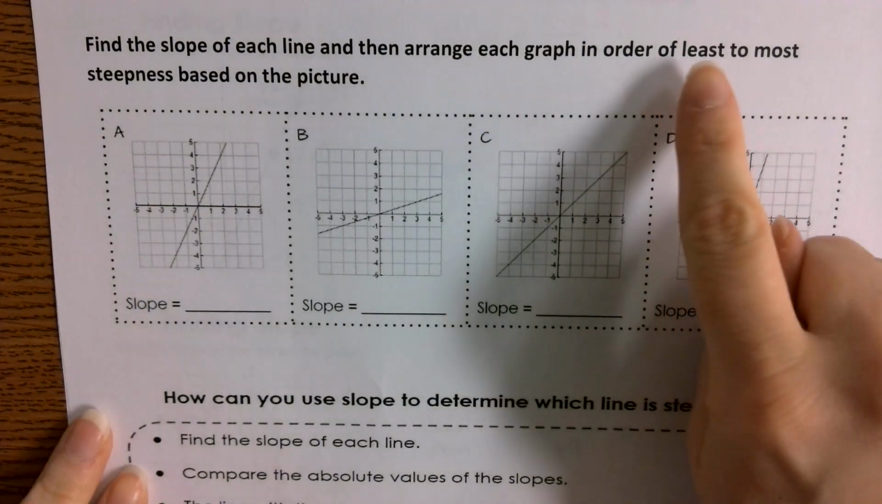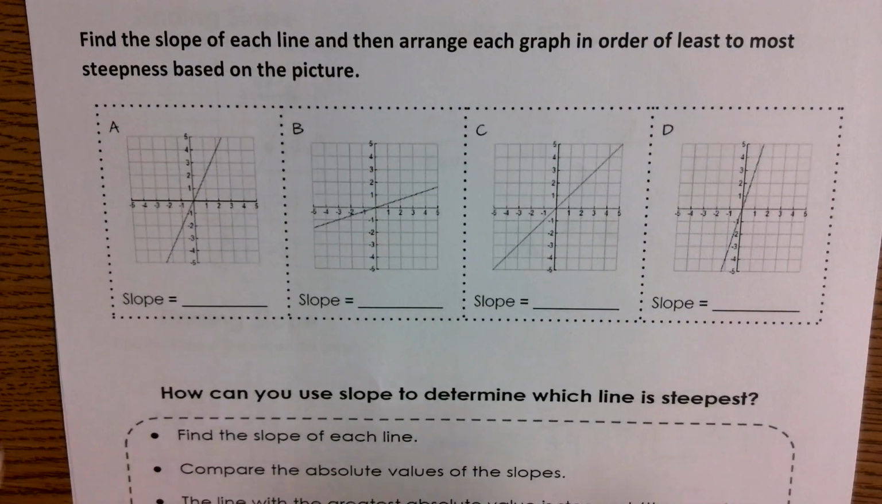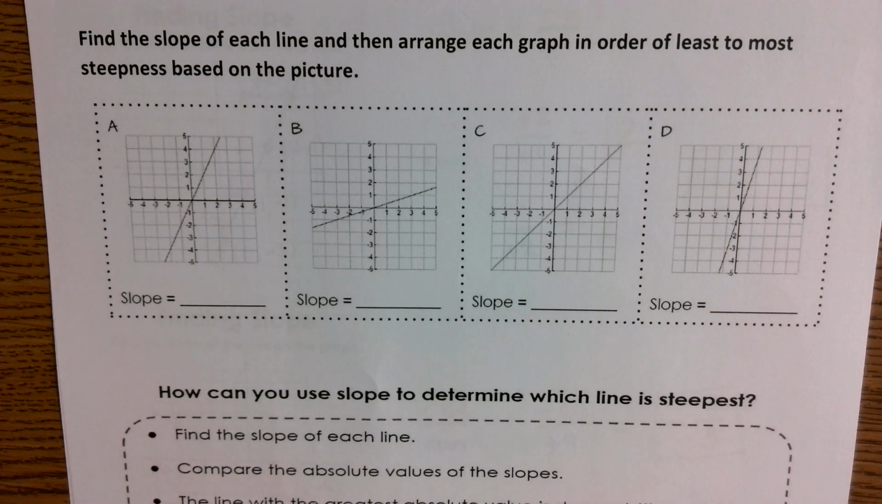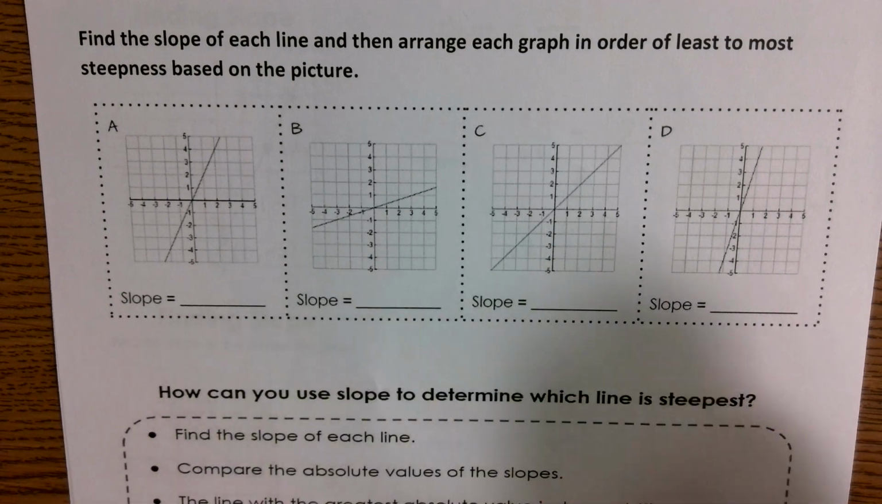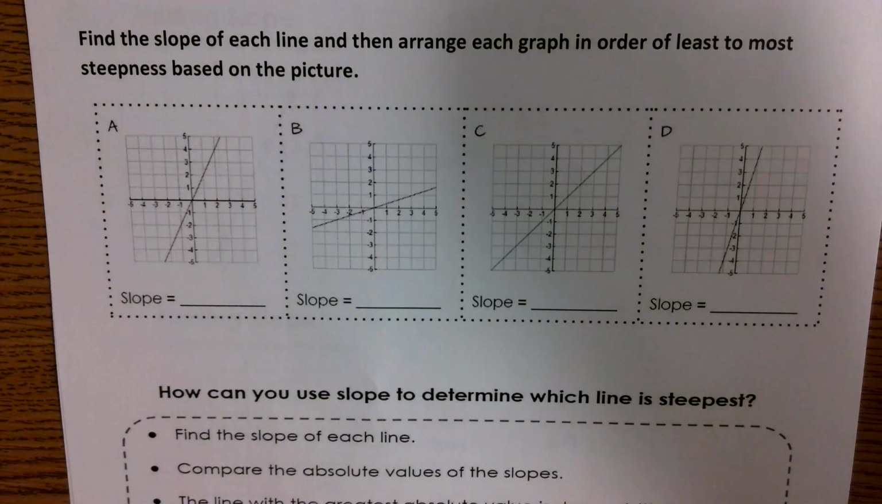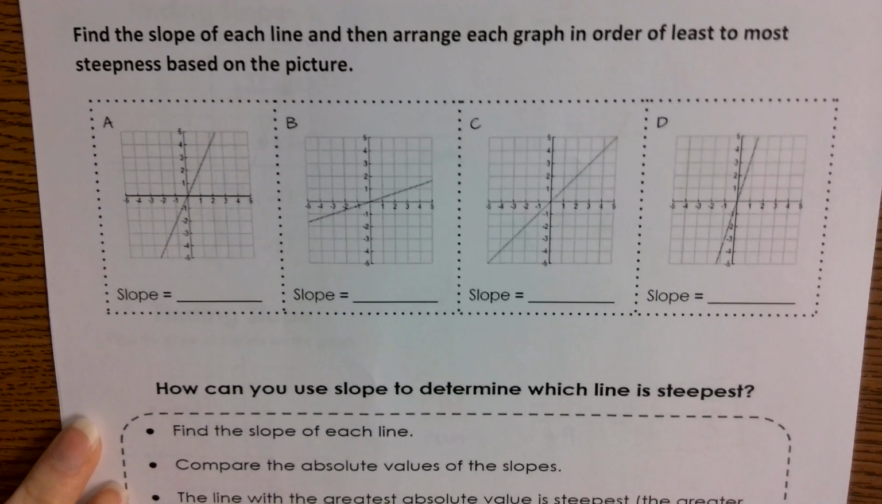So we're going to put it in order of least steep to most steep based off of just the pictures that we're seeing. So which picture, A, B, C, or D, do you think is the least steep? And then put it in order all the way up to which picture you think is the most steep. I want you to have that discussion with your table. I'm going to give you about 30 seconds to discuss with your table.